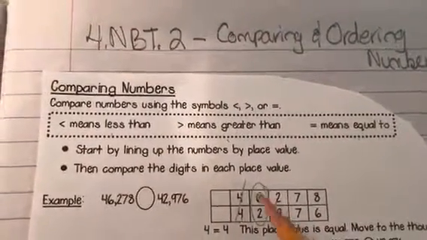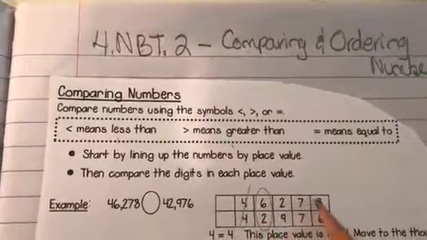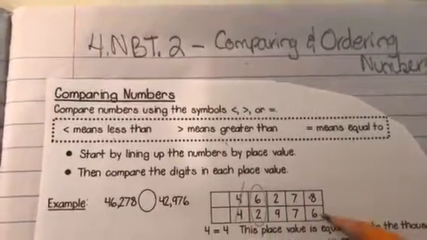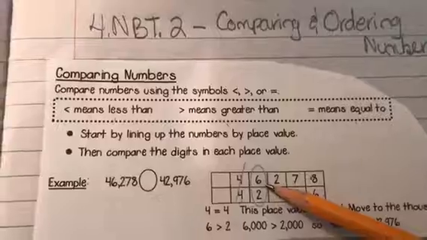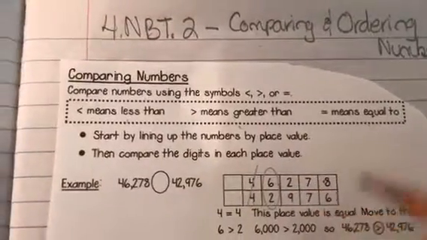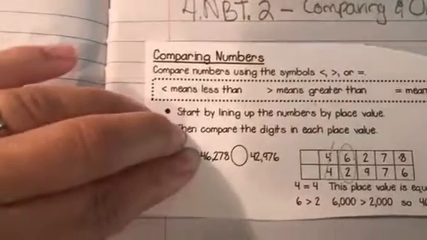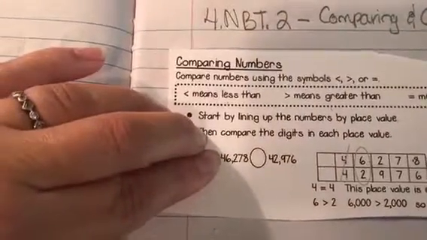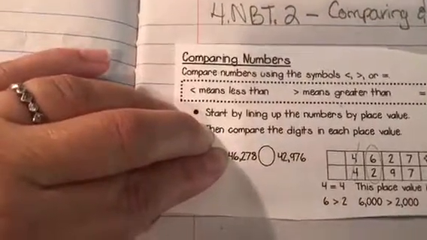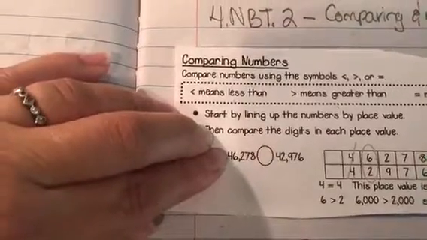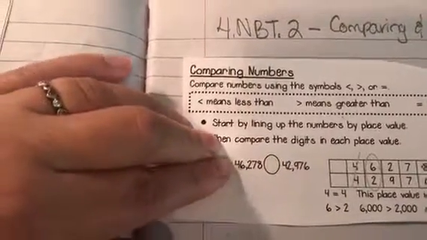Circle the place value where you find that, and that will help you know that this top one is larger than the bottom one, because 6 is more than 2. You can also do a finger check, where you start with your finger and look at each number in the largest place value. In these two numbers, the largest place value is the 10,000s, so we want to start there.